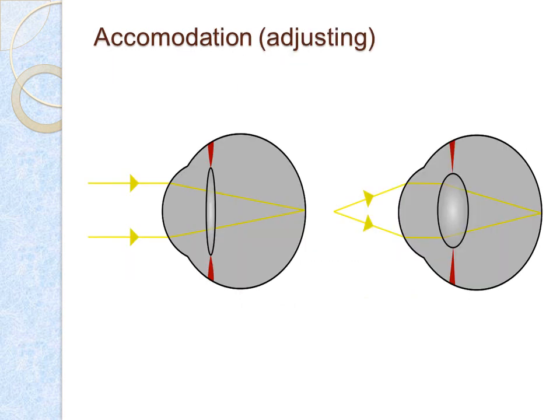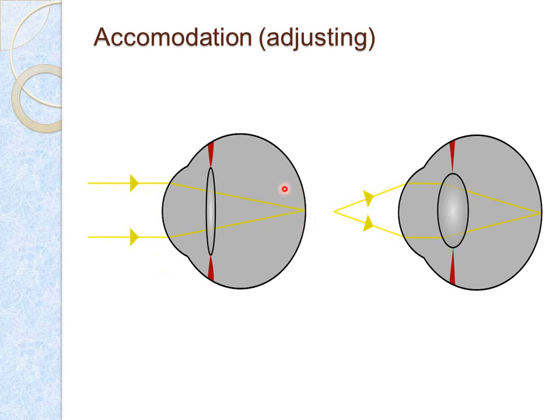Now, next to refraction comes the accommodation process. This word accommodation means adjusting. In a normal eye, what will happen? An object at a distance of almost 6 meters would be in perfect focus on the retina.